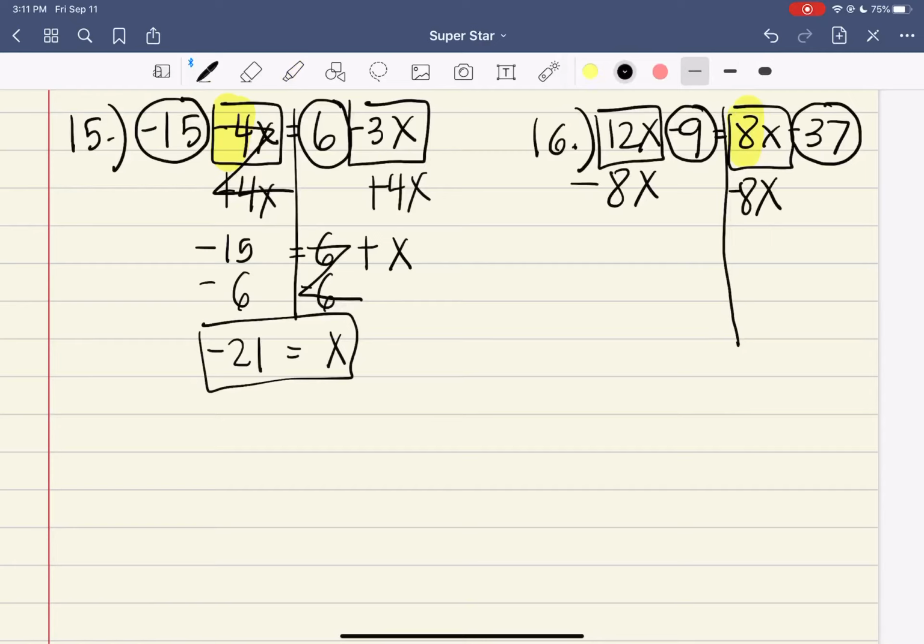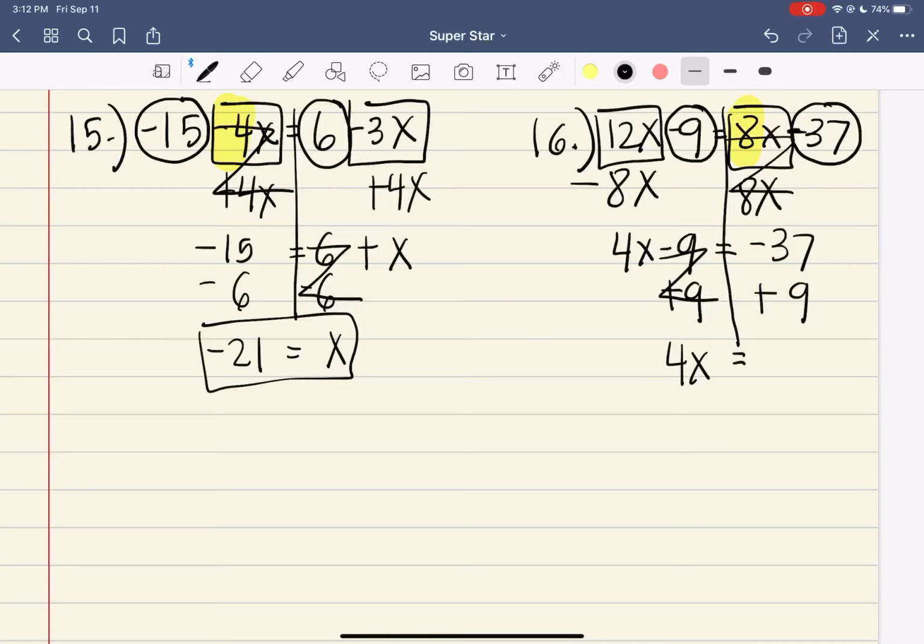This will become 0. And we will then simplify down. 12x minus 8x is 4x minus 9 equals -37. Because we have to include this sign here, this one, right? And then since we have constants on both sides, we have to find the constant that's with the variable, which is this 9, and add it to both sides. This will become 0. We'll be left with 4x equals -37 plus 9.